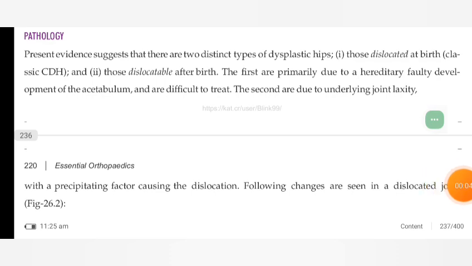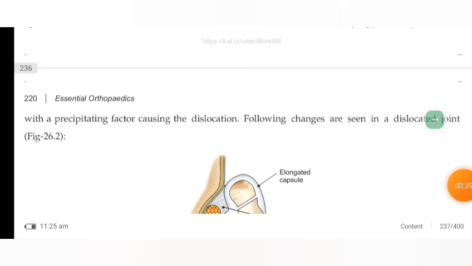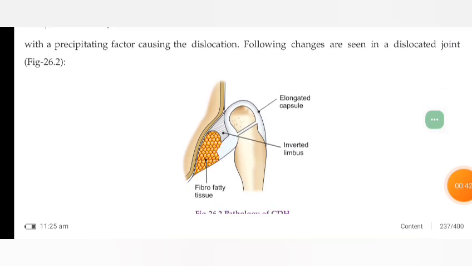Now we can discuss the pathology of CDH. Present evidence suggests that there are two distinct types of dysplastic hips. First are those dislocated at birth, classic CDH, and the second are those dislocatable after birth. The first are primarily due to a hereditary faulty development of the acetabulum and are difficult to treat. The second are due to underlying joint laxity, with a precipitating factor causing the dislocation.